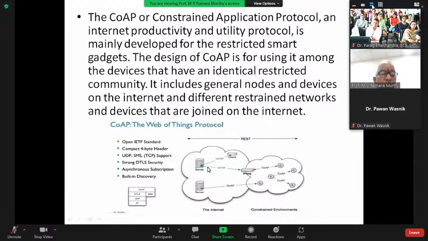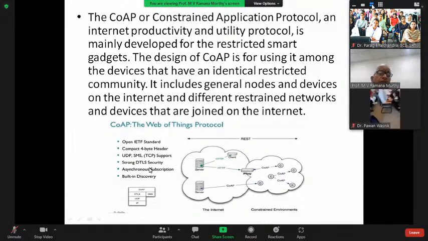So you can see this basically. This is what you have. On the internet you have server 1, server 2, and a proxy, and they are related and linked with the IoT protocols, and then they will be executed based on the constraints of the environment.